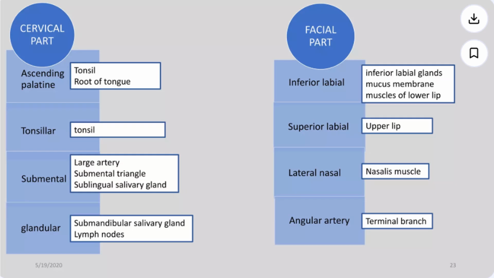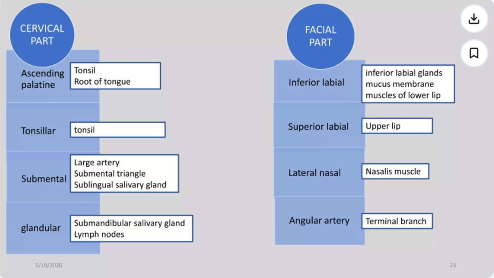So these are the cervical parts: ascending palatine, tonsillar, submental, and glandular. The ascending palatine supplies the tonsil, the root of the tongue. Tonsillar supplies the tonsils, and submental is a large artery of the submental triangle and supplies the sublingual salivary gland. Glandular supplies the submandibular salivary gland and the lymph nodes.